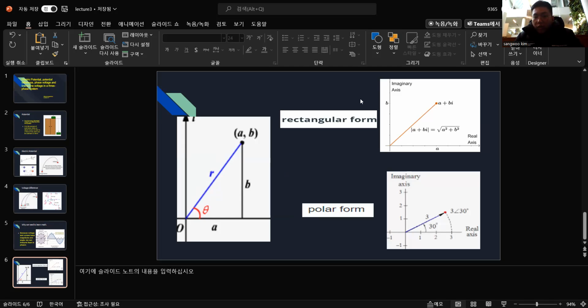To get to this, we need to learn about rectangular form and polar form. That's it, today's lecture. I hope you guys can understand everything. Thanks a lot, guys.